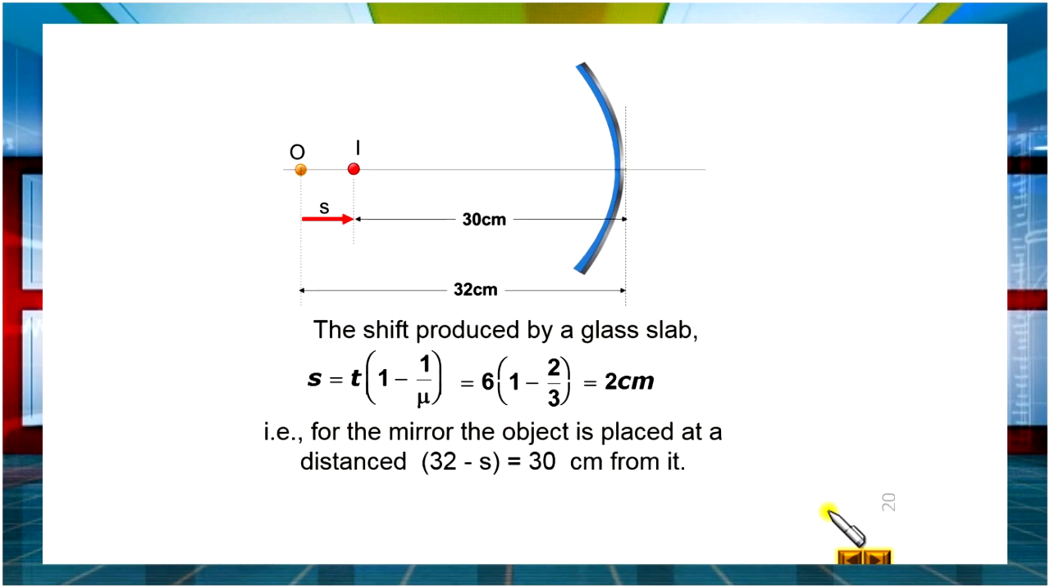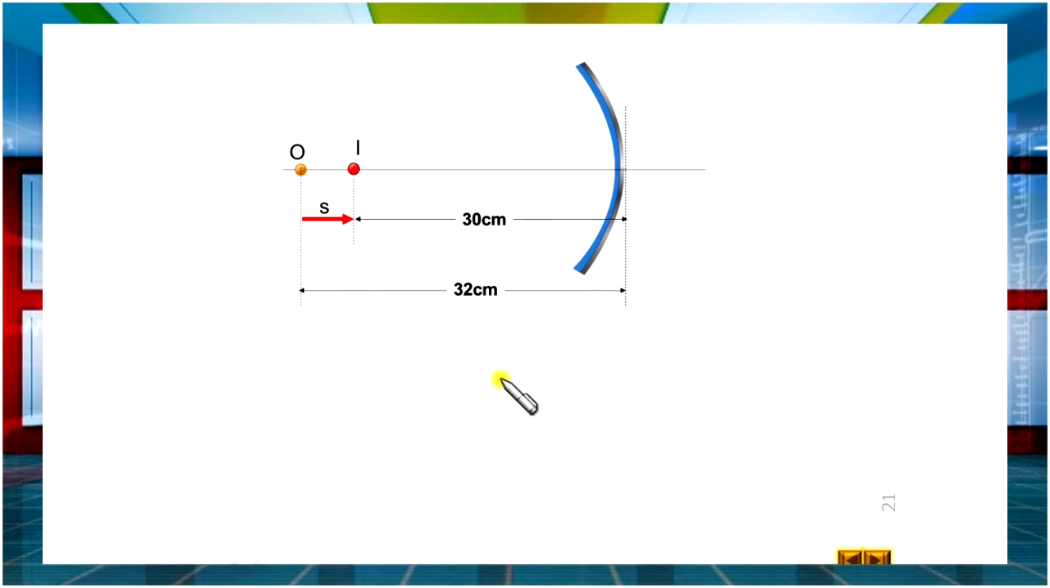So here we got the value of the object distance from the mirror, because the image formed by the slab will act as an object for the mirror, and that is equal to 30 cm with respect to the mirror, right? Now we have the mirror formula, that is 1/v + 1/u = 1/f. Now rays are traveling from left to right direction.